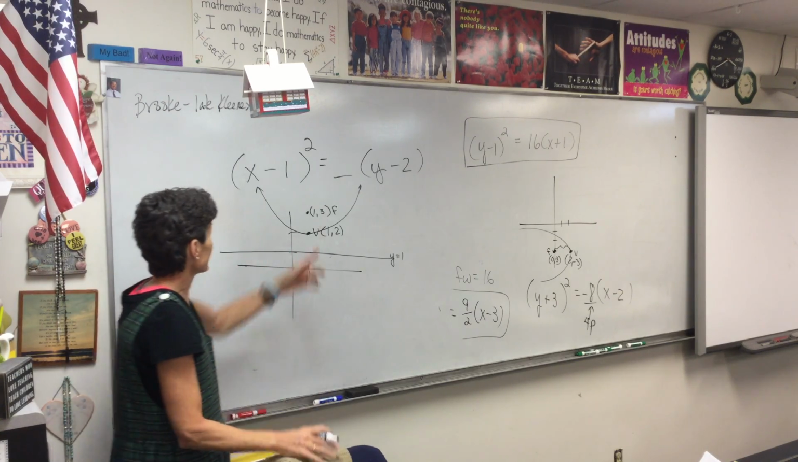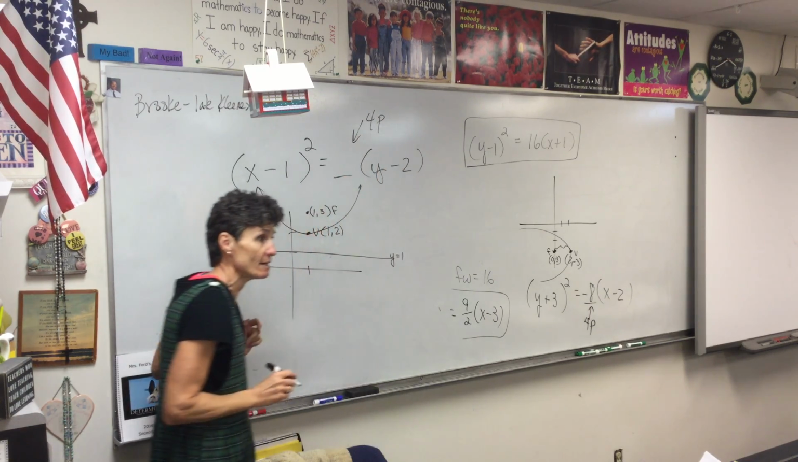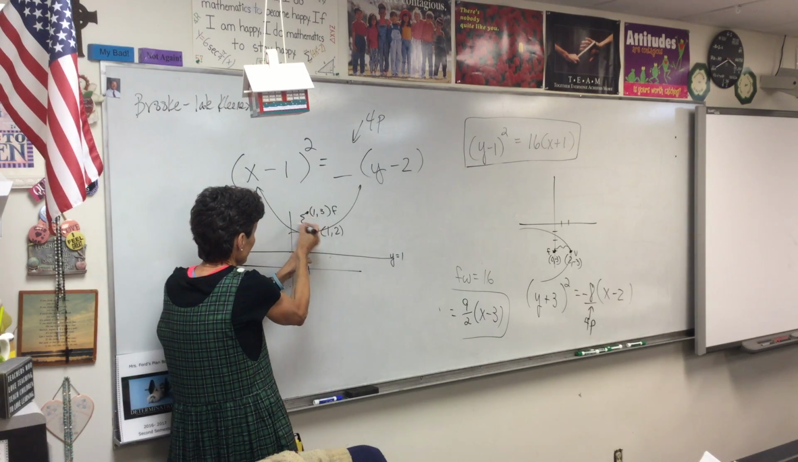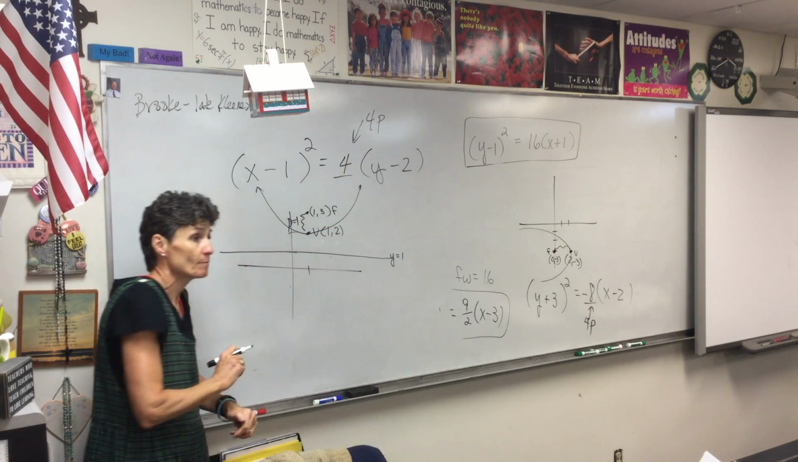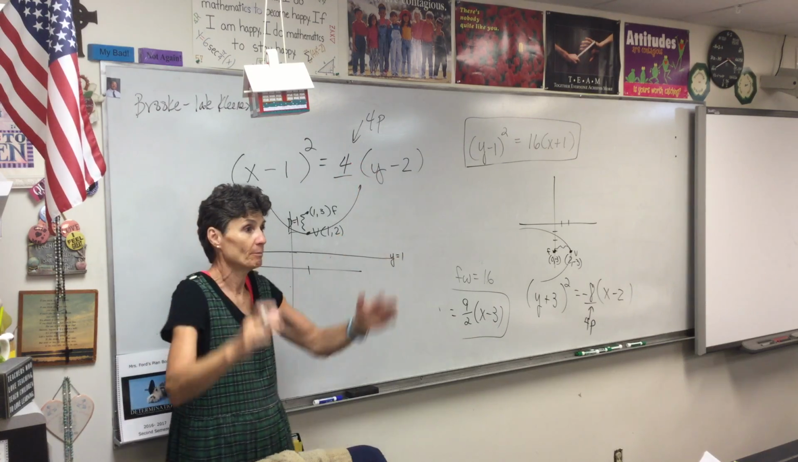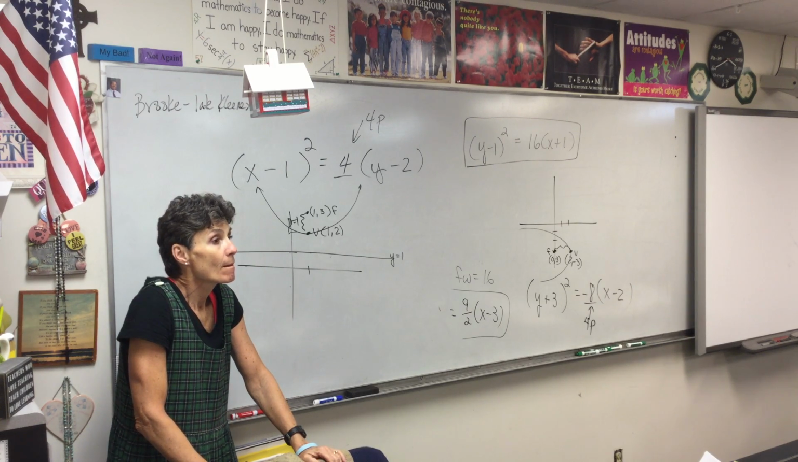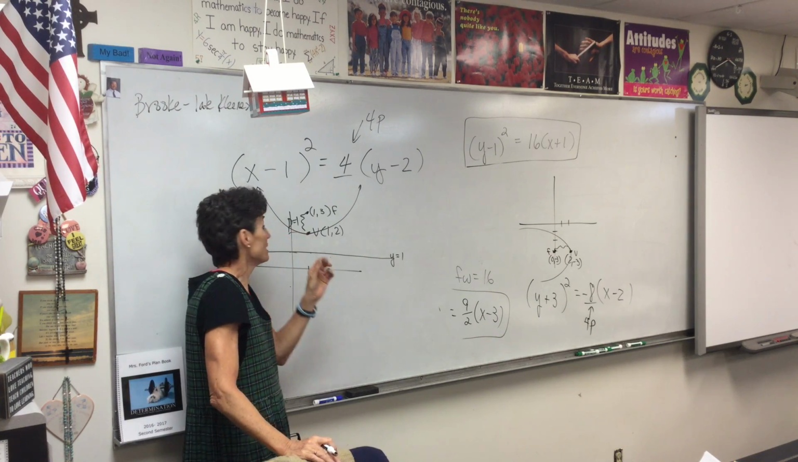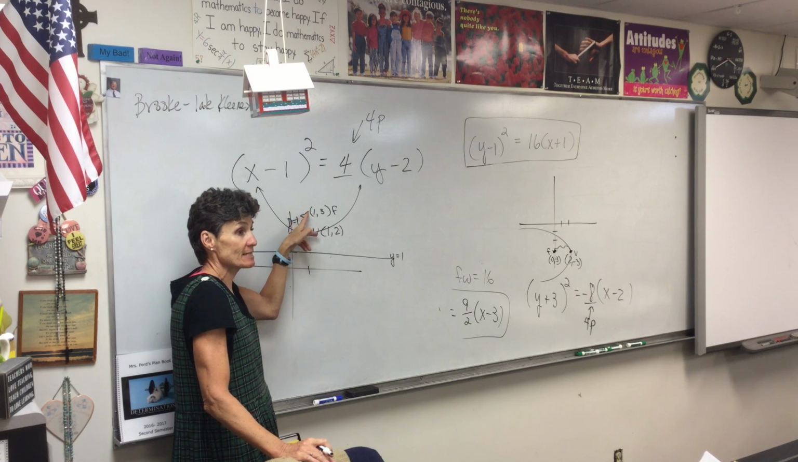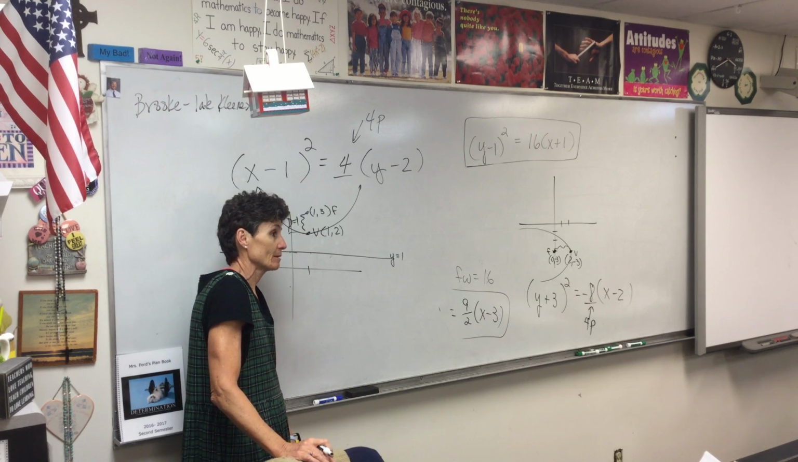The only thing missing is that number, but you know that number is always 4P, and in this problem P is 1, so that number is 4. Positive or negative? Positive because it opens up. Wait, so what do you mean 4P equals 1? No. P is this distance. Oh, gotcha. That distance is always P.